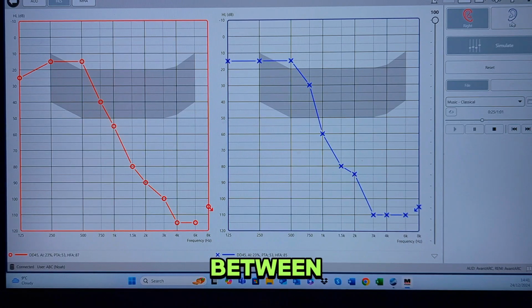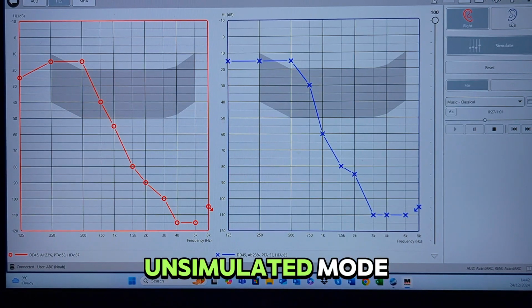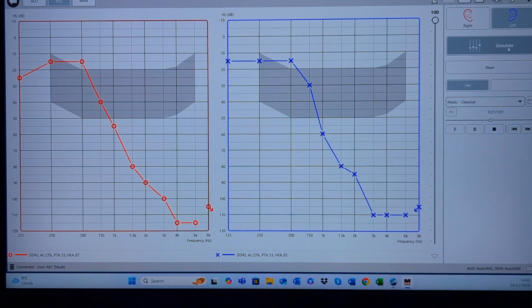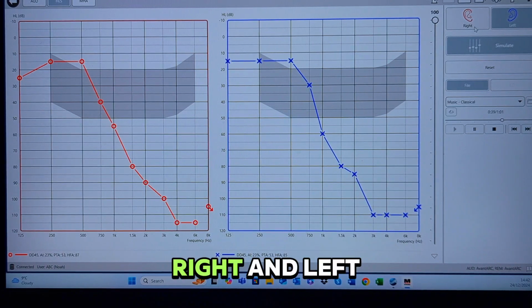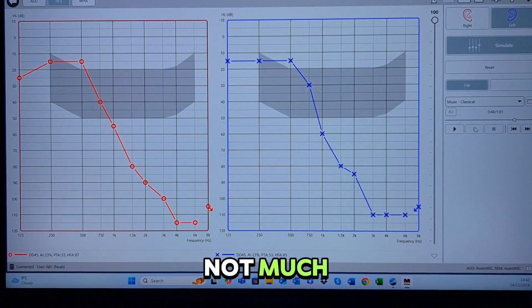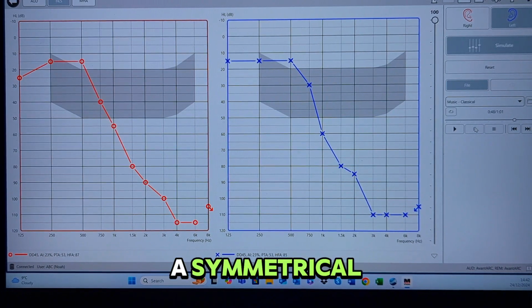So that's the difference between simulated and unsimulated mode. We're going to flip over to the left. This is the left. I'm going to toggle between right and left. This is the left. This is the right. Yeah, so interesting. Not much difference between right and left because it's quite a symmetrical loss.